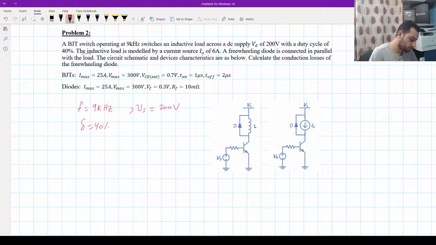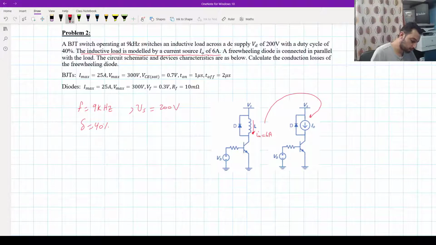The inductive load now is modeled by a current source of 6 amp, and that's said clearly in the question, because it assumes that it's a heavily inductive load. That means the inductive load is trying to maintain the value of the current inside it to be 6 amp. That's why they have modeled it by a current source like this. If it's a slightly inductive load, the behavior will be different, but assuming it's heavily inductive will make it easier for us, okay?